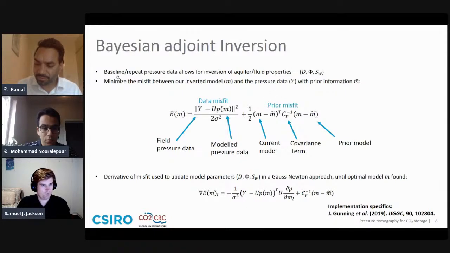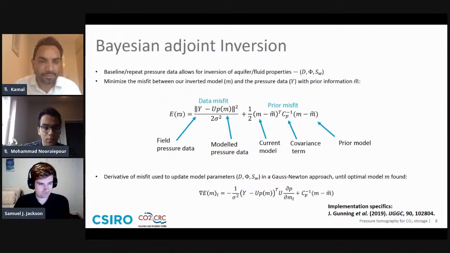So the baseline data, when there's no CO2 in the domain, allows us to invert for that diffusivity in phi. Now the repeat data allows us to take off that diffusivity in phi component and just invert for the saturation. And what it essentially boils down to is minimizing the fit between our inverted model and the pressure data that we have from the field, including any prior information. And this is the Bayesian part of it where we have a prior. So we minimize this error function, which is the misfit between the data, which is our model pressure data and the field data, and the prior misfit, which is our current model and any prior model.